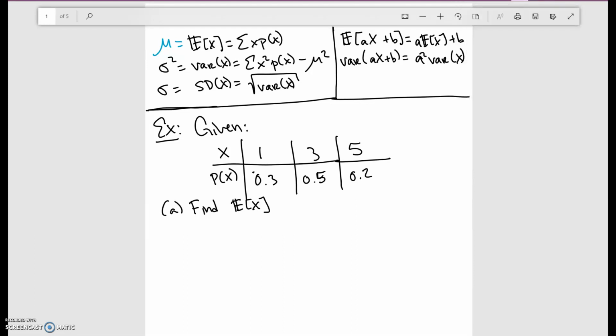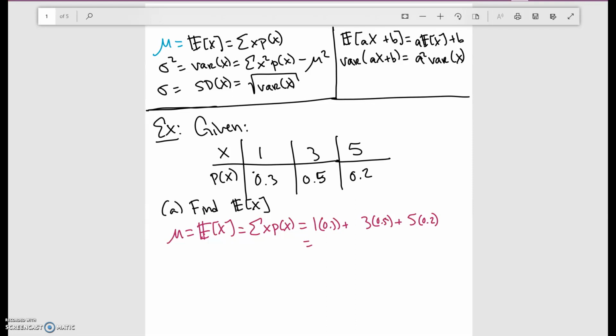All we've got to do, I'm just going to write it as mu, which is equal to the expected value of x. This is just going to be equal to the sum of the probabilities times the x values. So I'm going to take every x value, 1, 3, and 5, and multiply by their respective probabilities. Here's going to be 0.3, here's going to be 0.5, and here's going to be 0.2.